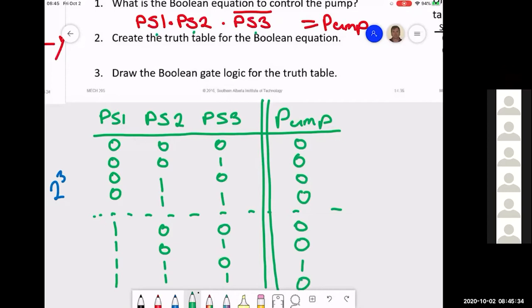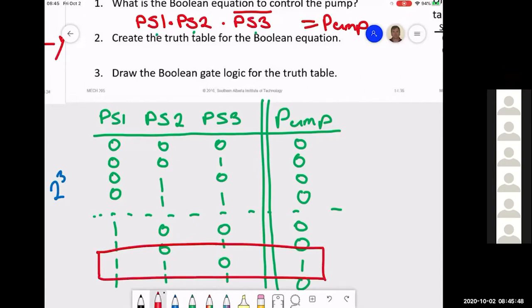Okay. So I quickly created a truth table for this equation. I can see from this truth table, logically, that I'm only going to have one situation where the pump is going to be on, where these have to match. And if I look closely, this matches my equation. PS1 is a 1. PS2 is a 1. PS3 is a 0, and the pump will turn on. Okay, this matches my equation.